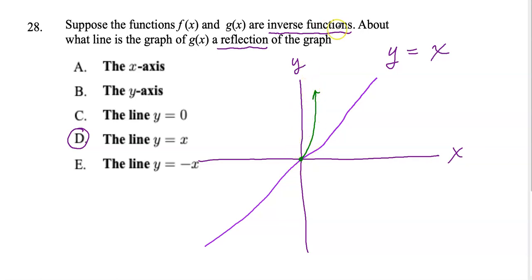The inverse of this graph will always be reflected over this line y equals x. Always, when they're inverse functions. It would look like this. Let me draw that a little better. Something like this. So this piece is reflected over this line y equals x. And that's just something you need to remember. So if you don't get this totally, that's okay. If this is something you can remember and it pops up on the test and you see inverse functions, reflections, think the line y equals x.